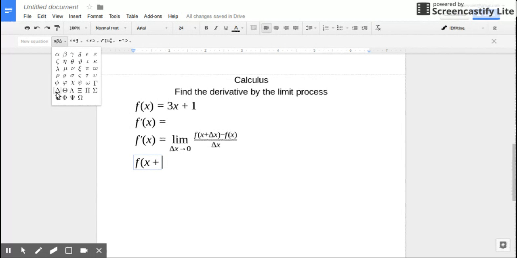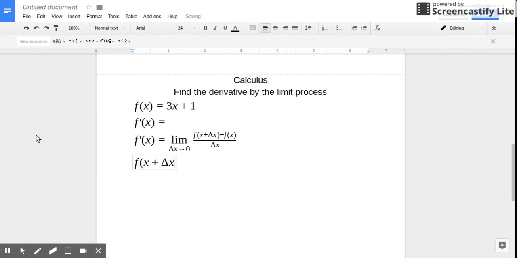Wish there was a shortcut key for this delta sign. Delta x is equal to 3 times, and instead of me writing all that in, I'm just going to copy paste it here. Make life a little easier on me. Okay, and then of course we have plus 1. So what we'll want to do here is go ahead and distribute the 3 across.